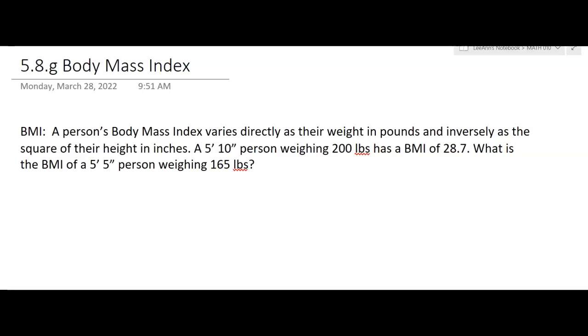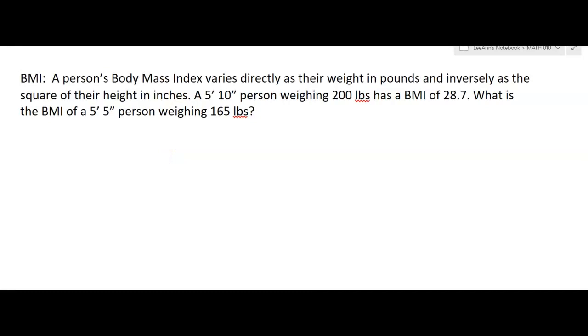But it turns out, if we use the principles that we've been talking about in this section, we can figure out that constant of proportionality, and then we can have our formula in terms of pounds and inches, which is something we're more familiar with in the United States, since usually my scale gives me my weight in pounds and stuff. Okay, so that's what we're going to do here.